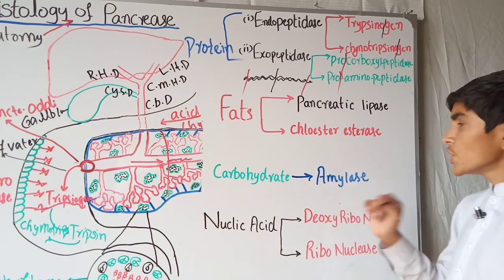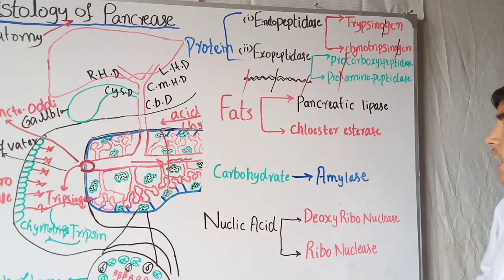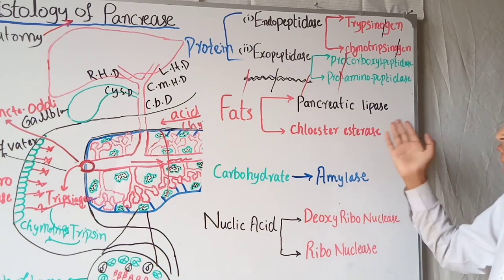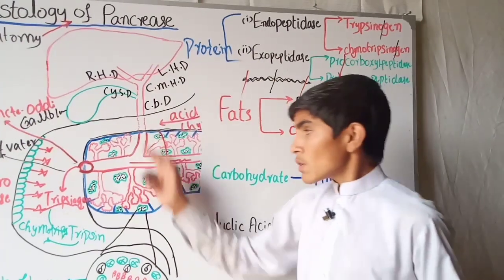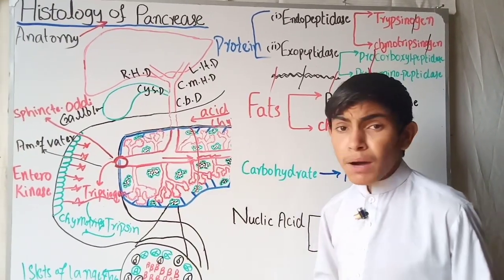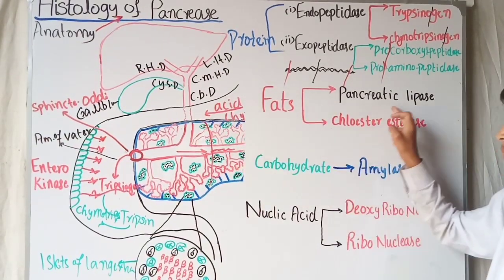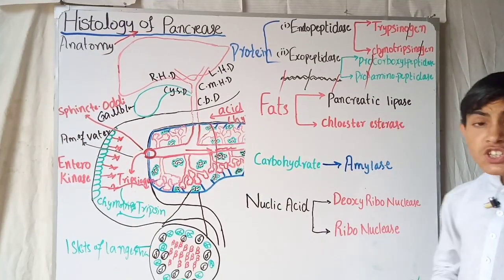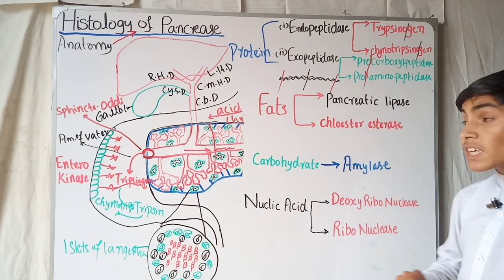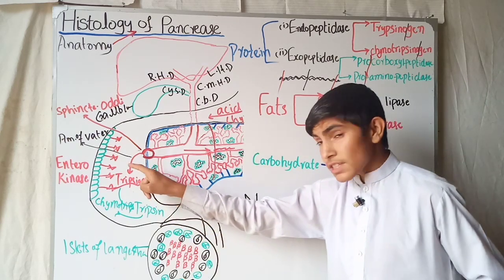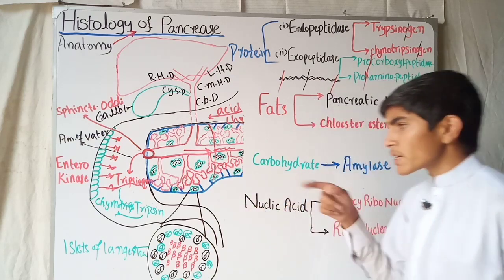For fats, the pancreas secretes two enzymes. One is called pancreatic lipase, second is called cholesterol esterase. Mainly these two enzymes mix together with the bile. Bile comes through the common bile duct from the liver. So when the bile mixes with the pancreatic lipase and cholesterol esterase, the pancreatic lipase can work easily and convert the large fats, triglycerides, into fatty acids and smaller fat molecules.